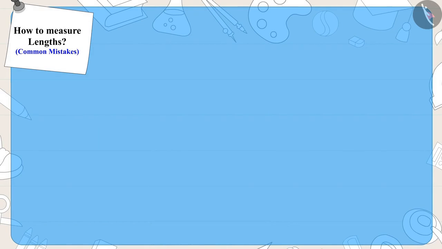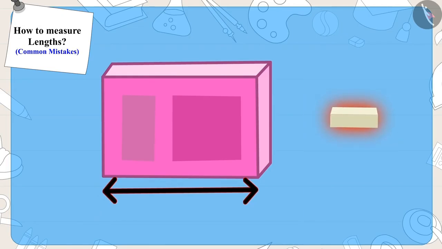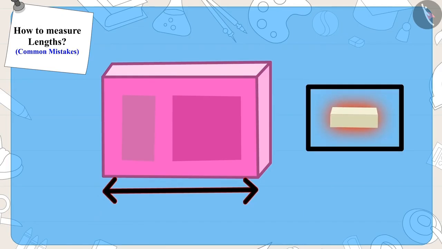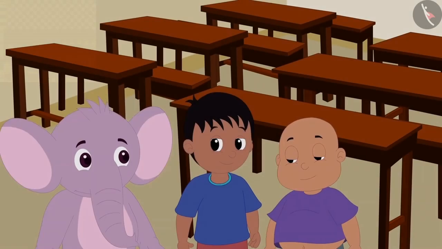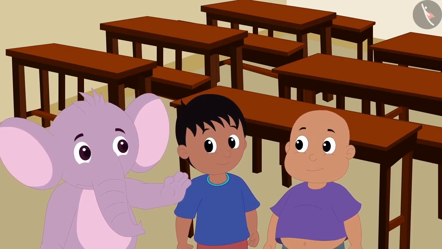Children, remember, whenever we measure the length of an object with the help of another object, then we should measure the length from one end of the object to the other end. Appu made Raju and Bablu understand this.